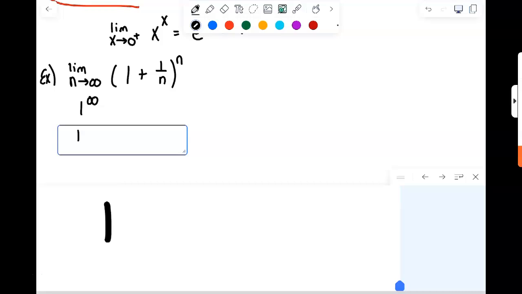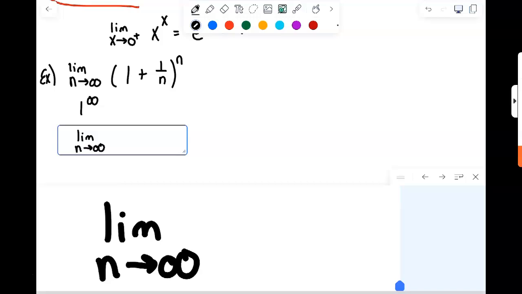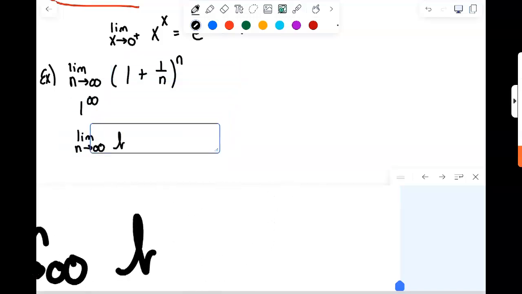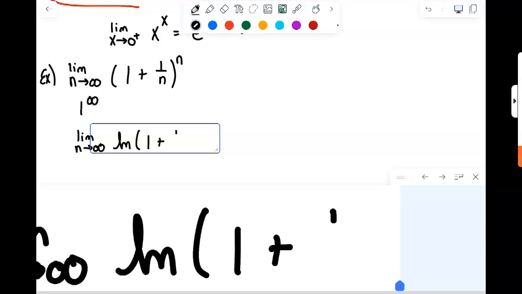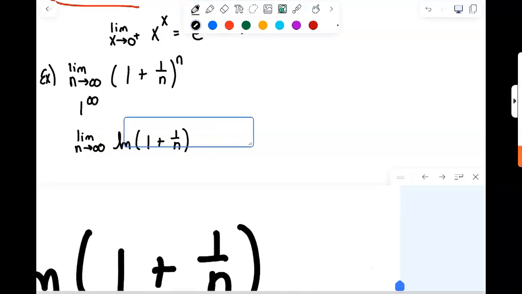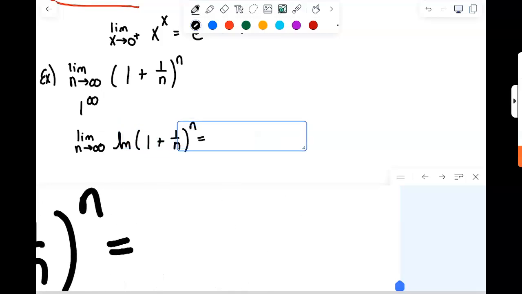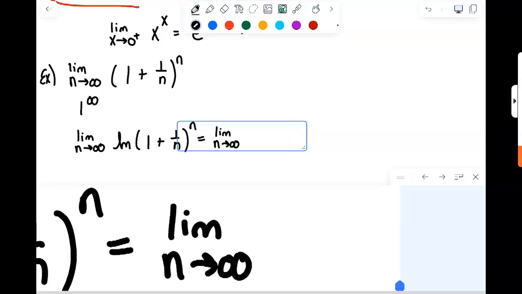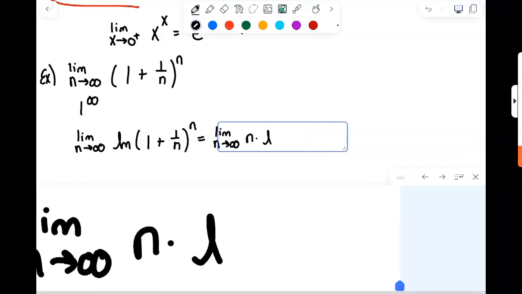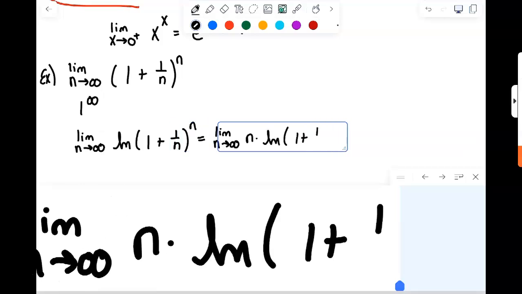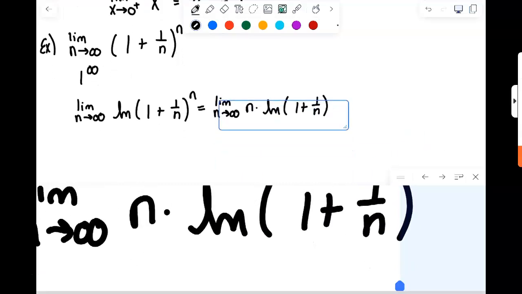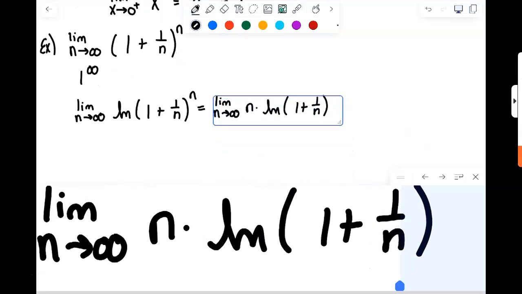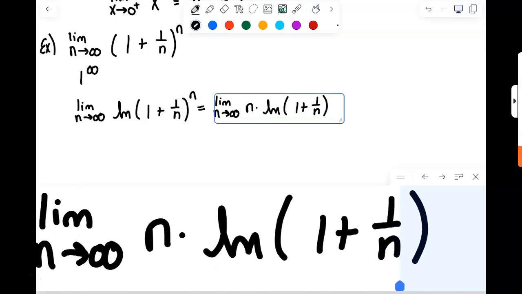So again, the process is to apply a log. And let's do the limit with the logarithm in it. Limit as n goes to infinity of the ln of this stuff. By using the logarithm, we're able to bring the exponent out front. And now we've transformed our limit from an exponential one to one involving multiplication.